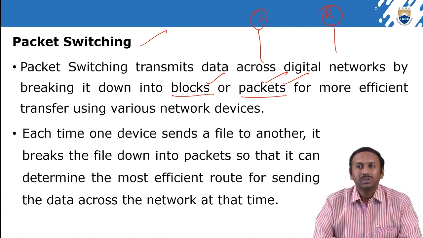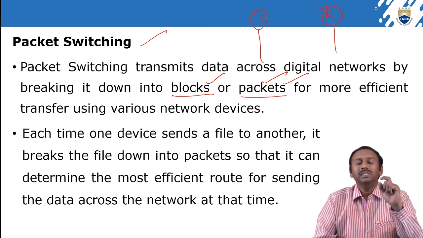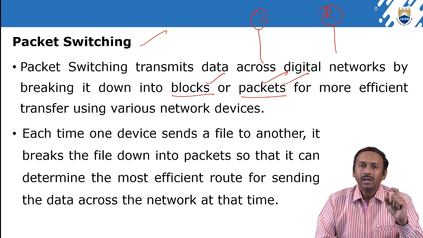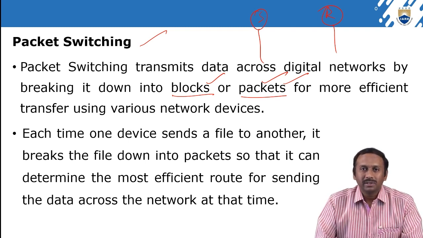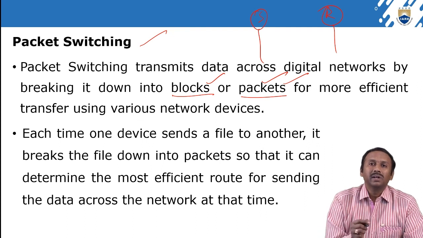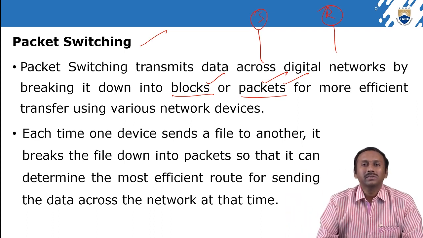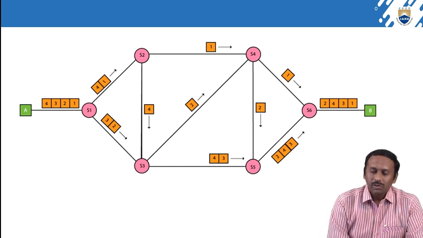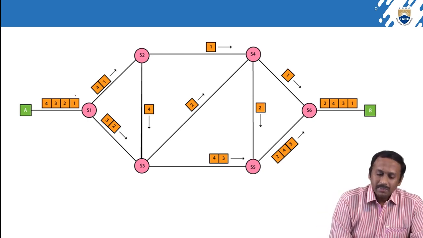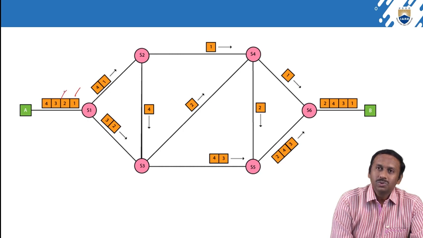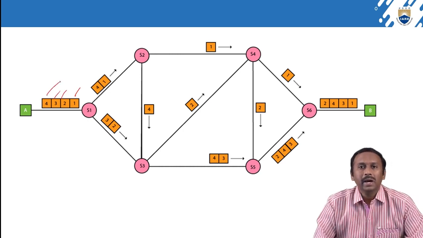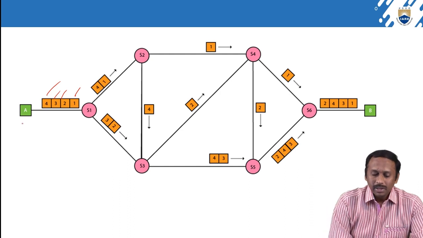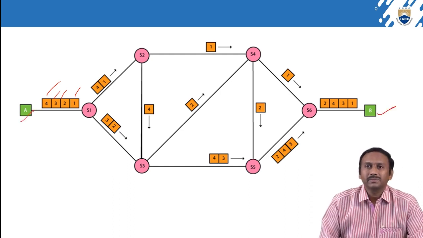In this particular packet switching, each and every data packet has its own source and destination address. Based on the destination address, it identifies the best path to reach the destination system across multiple networks, right? This is an example here. Assume that these are data packets: data packet 1, 2, 3, 4. These 4 packets are going to be transferred from A to B, right?